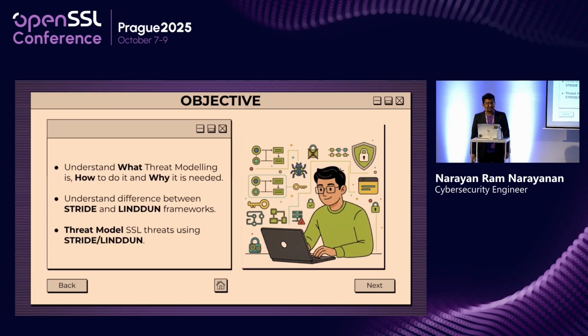By the end of the session, you should be able to understand what threat modeling is, why we need it, and how to do it. We'll be understanding two different threat modeling frameworks. One is STRIDE, and another one is LINDDUN. STRIDE is a security-oriented threat model, and LINDDUN is a privacy-oriented threat model. You'll be understanding the difference between both of them as well. And we'll be doing a PKI system, SSL-based threat modeling.